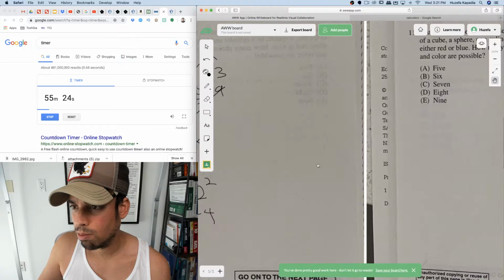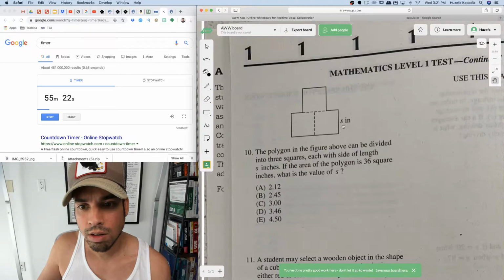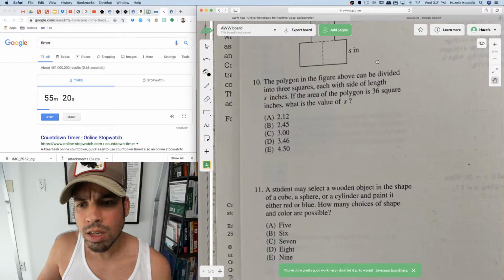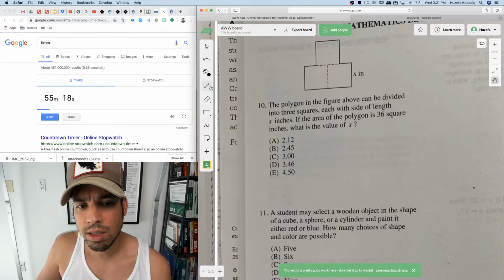Boom. Blazing. Number 10. Polygon in the figure above can be divided into 3 squares, each with side lengths of s.